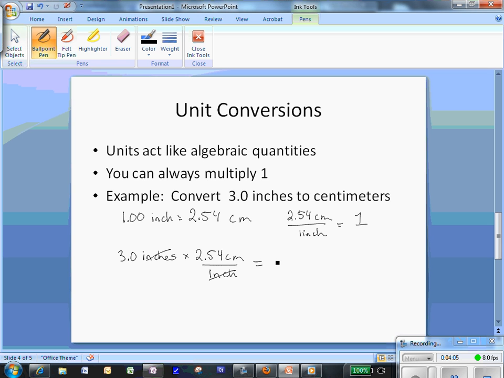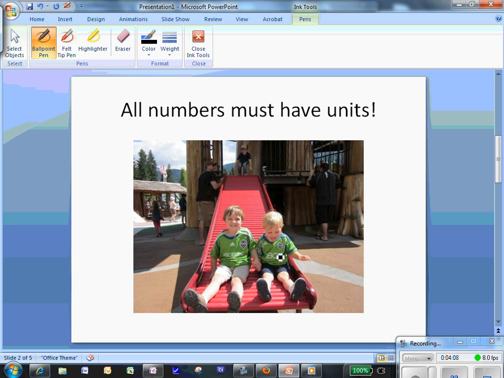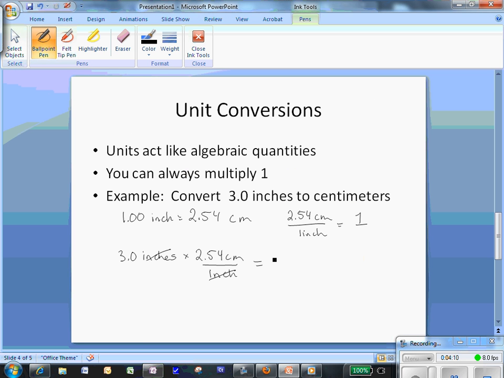So 3 times 2.54 is 7.62 centimeters. And using the newfound significant figures that we've been talking about, I can't do a conversion and suddenly have more certainty in my answer than I did before. So I need to convert that to the correct number of significant figures. Since 3.0 has 2, my answer should have 2. And I know that there's 7.6 centimeters in 3.0 inches.